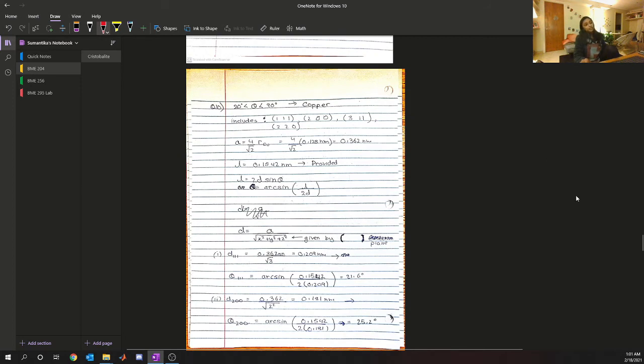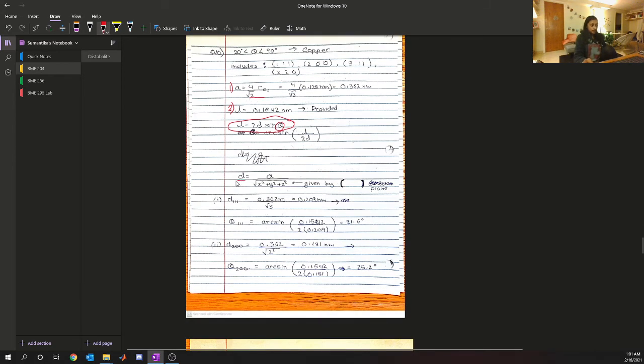And then question 10. Question 10 uses 3 different formulas, which you need to keep in mind. One is this A, to find the edge length. You use this formula, which is the FCC formula. Then number 2 is this one, which is the X-ray diffraction formula to get theta, the angle of diffraction.